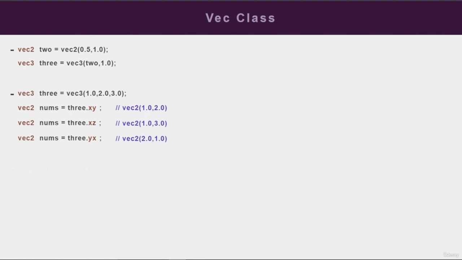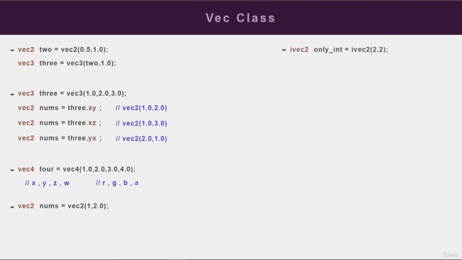And the last vector is the vector 4, with the same principle of the previous two vectors. We can save four values inside the vector 4. And we can reach the values by using the x, y, z, and w, or by using the r, g, b, a. In any vector, we can save multiple types inside the vector. In this example, I save two types in the vector, which are integer type and float type. And we can also specify the value type that we want to save inside the vector. For example, if we want to save only integer values inside the vector, then we have to write I before the vector.